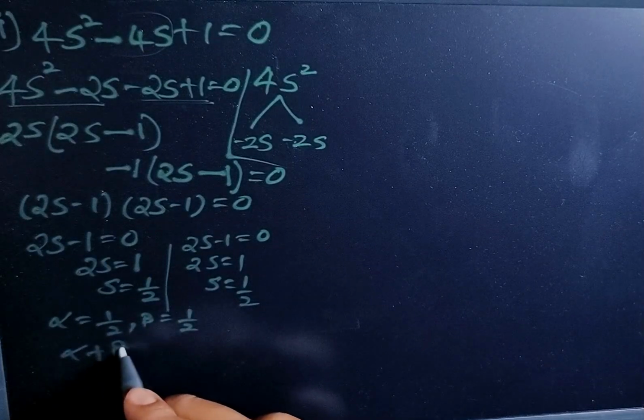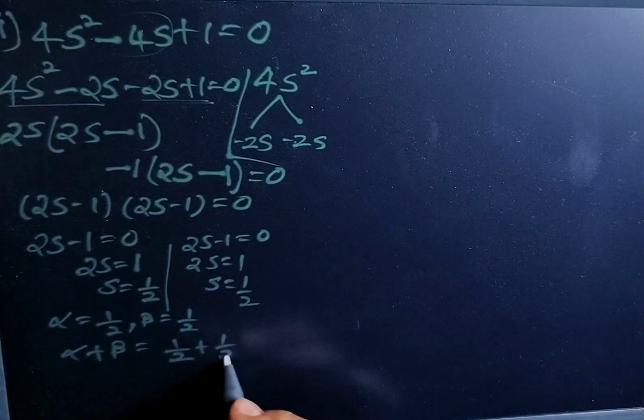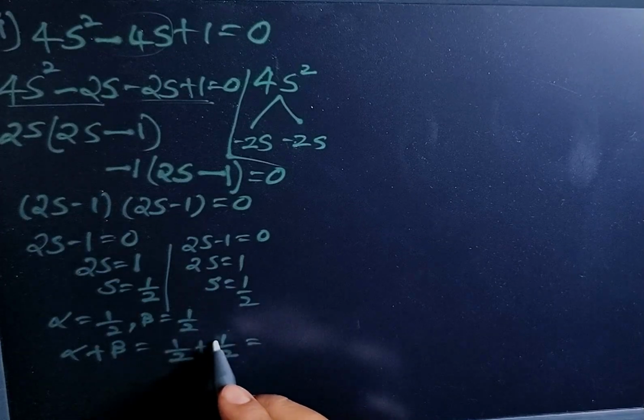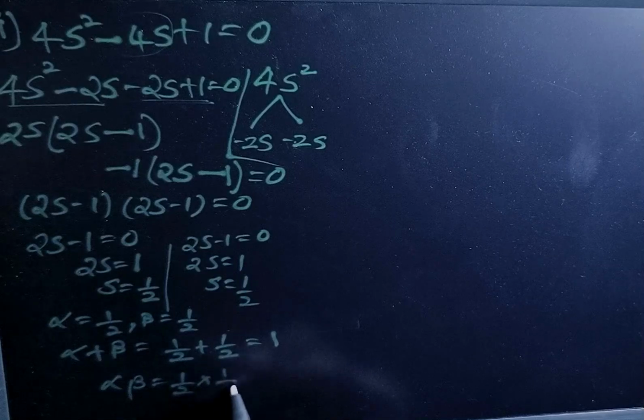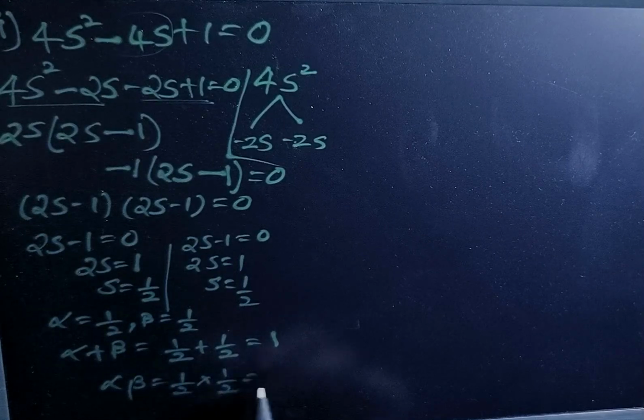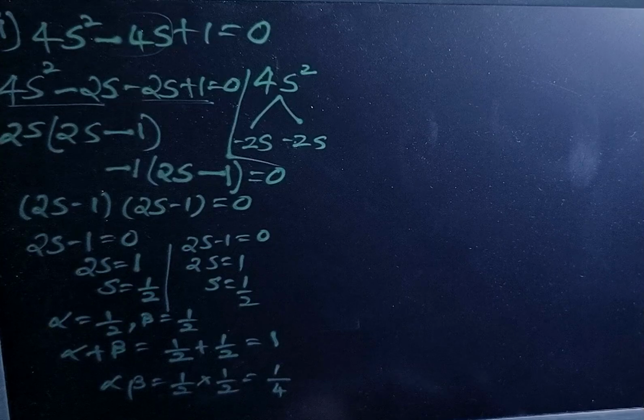Alpha plus beta, 1 by 2 plus 1 by 2. Since the denominator is the same, we will add the numerators. 1 plus 1 is 2, and 2 divided by 2 is 1. Alpha beta, 1 by 2 into 1 by 2. Numerator into numerator, denominator into denominator. That is 1 by 4.